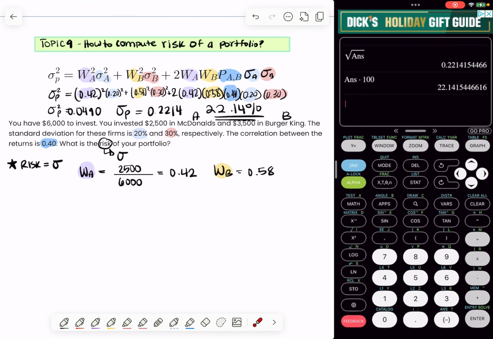Now, a few things. At the beginning, you might have been like, well, to compute the risk of two investments, because we have one investment in McDonald's and the other one in Burger King, why don't we just add the standard deviation of both of them? Well, it's a good idea, but you're failing to take into account that these investments, these stocks, do not behave independently. They can influence each other.